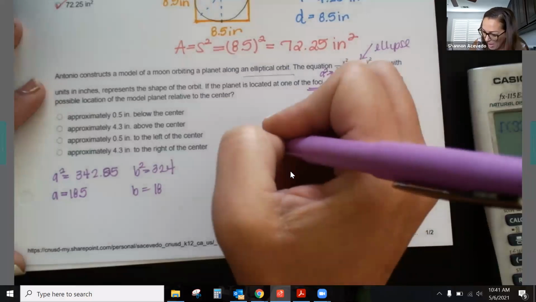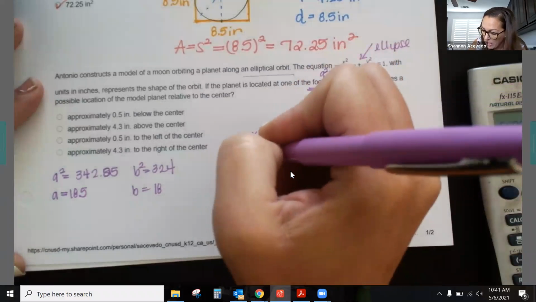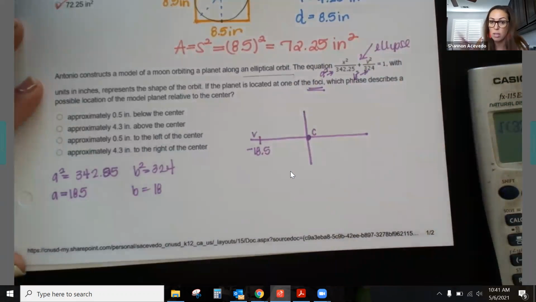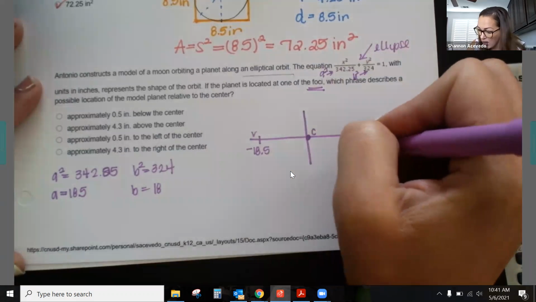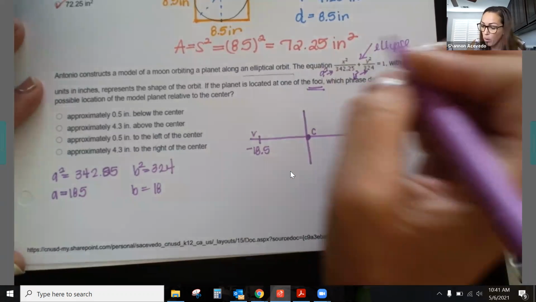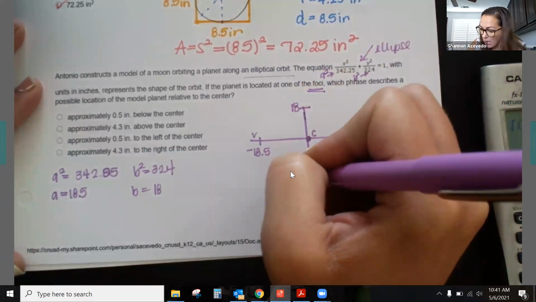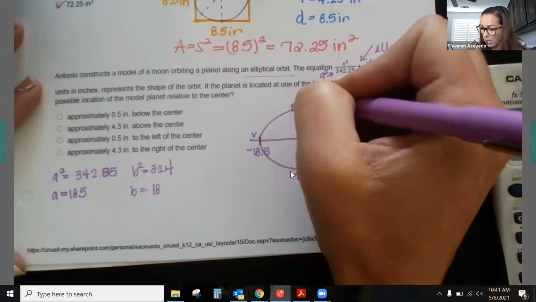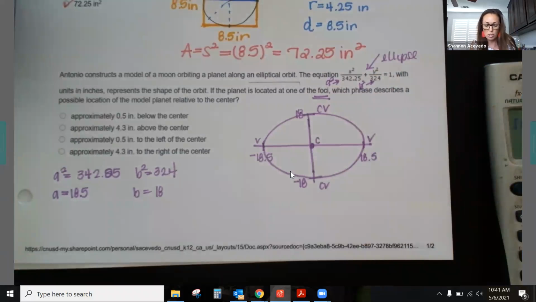Here's my center at 0, 0. So I have a vertex here at negative 18.5. That's under my x-axis, so it's going along the x-axis. This is 18.5. This value was under my y, so it's going to be along my y-axis. So this is 18, and this would be my negative 18. And of course, I have my ellipse here. My artwork here is not very good, but you guys always get the idea of what I'm trying to draw.